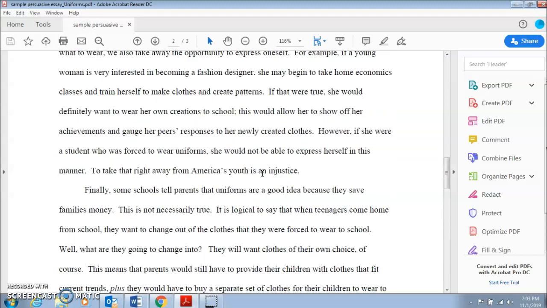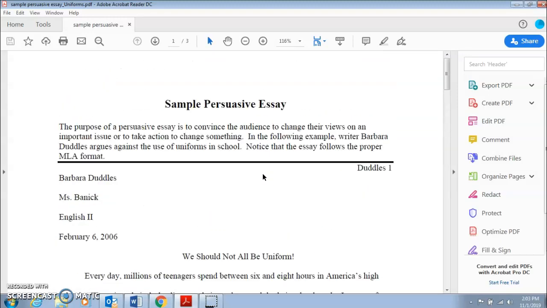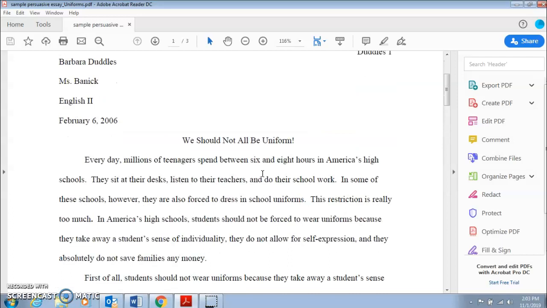So I hope that this kind of helps you see the different parts of a persuasive essay and kind of what we're looking for on our peer review so that we can help our classmates improve upon their writing and help ourselves improve upon our writing. Of course, if you have any questions at all, please just ask.